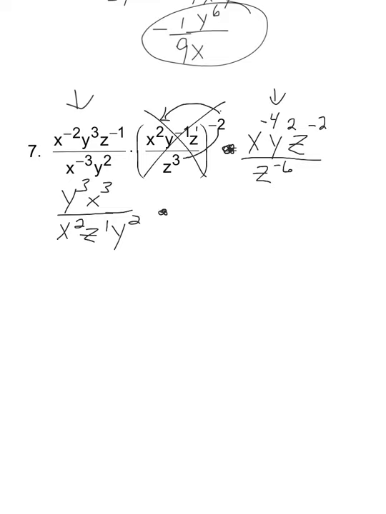So I'm looking at these guys now. I have x to the negative 4 goes down as becomes a positive. Y to the second stays up. Z to the negative second goes down. And on the bottom, I have z to the negative 6. Got to move it up.